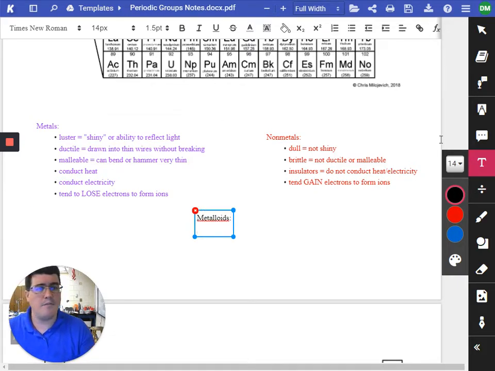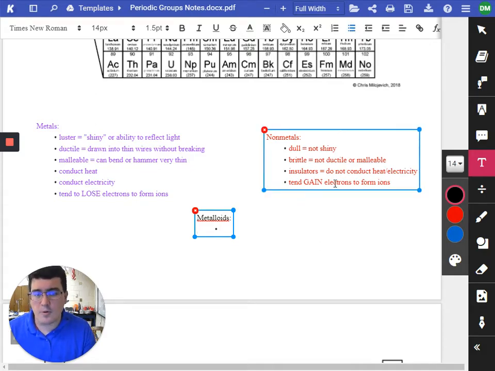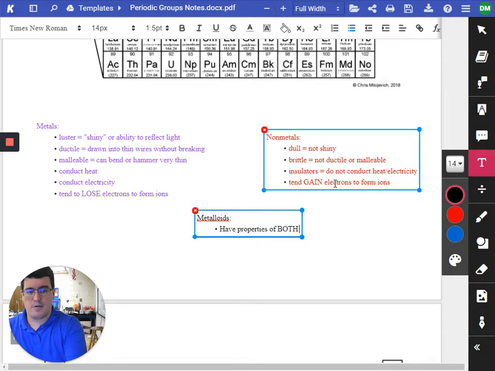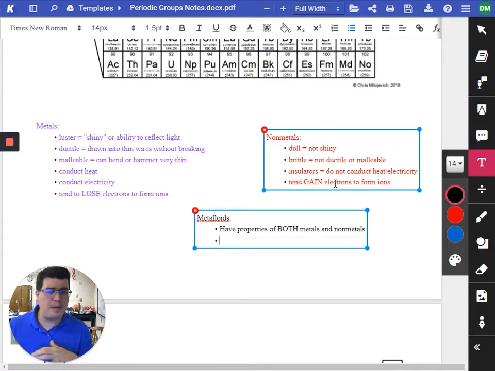Metalloids have whatever property of metals or nonmetals they want. They have properties of both metals and nonmetals. And depending on what state they're in, depending on what they're next to, they're going to sometimes behave like metals and sometimes behave like nonmetals.